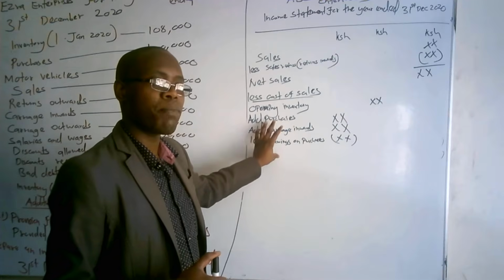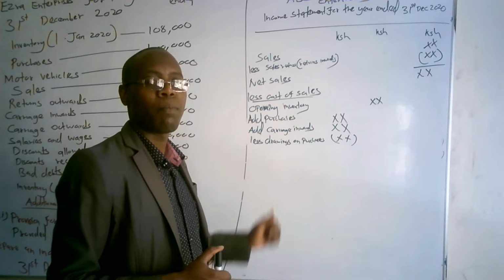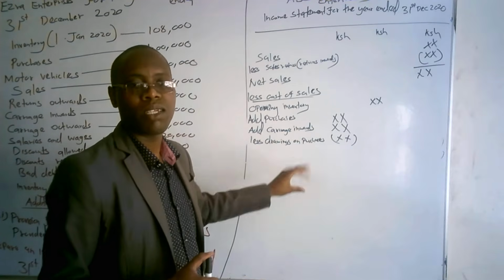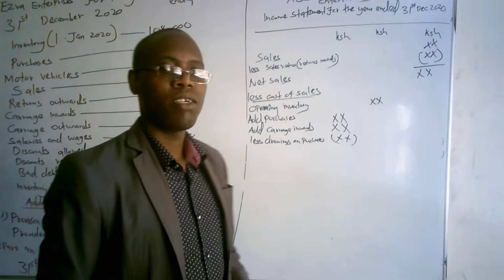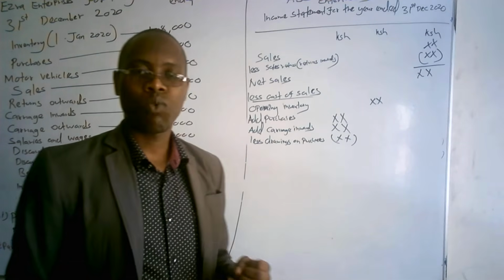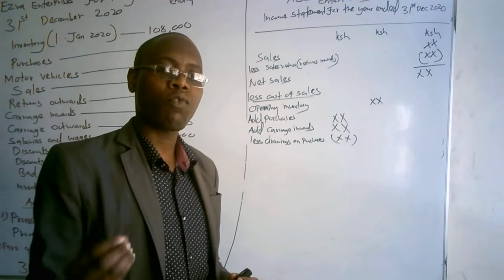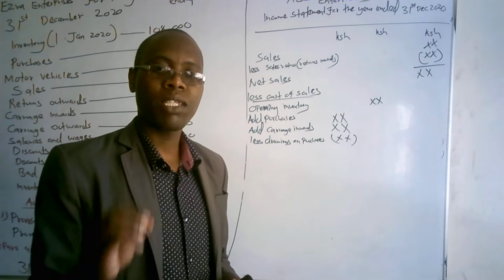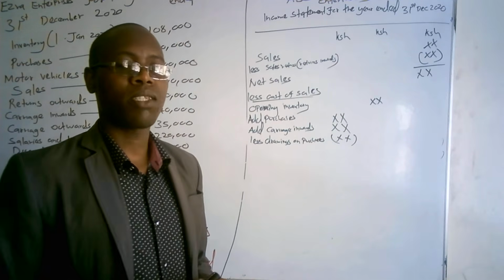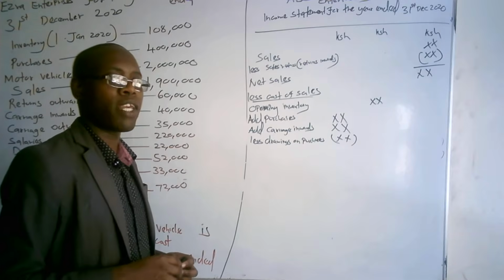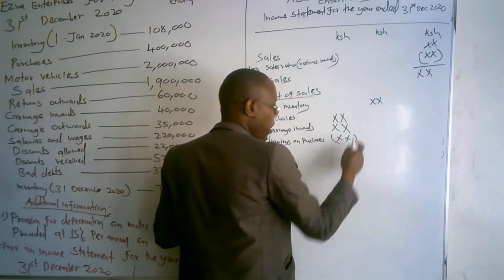If you have taken some drawings from what you purchased, you have consumed some of your purchases, then you must subtract it so that you get the net purchases. Remember, the idea is to get the net purchases. We want to have the actual purchases. So the goods that we took from the business for our own use must be subtracted from the purchases, so that we arrive at the actual purchases for that particular financial year. So the drawings on purchases must be subtracted.